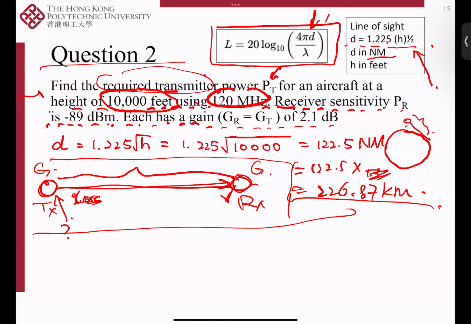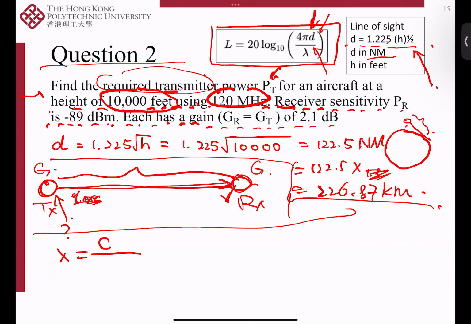So we already have the distance d, and we also need the lambda, which is the wavelength. And this is actually related to the frequency of the signal, so we can directly calculate it. So lambda is equal to the speed of light, because our signal is an EM wave that propagates at the speed of light, divided by the frequency.